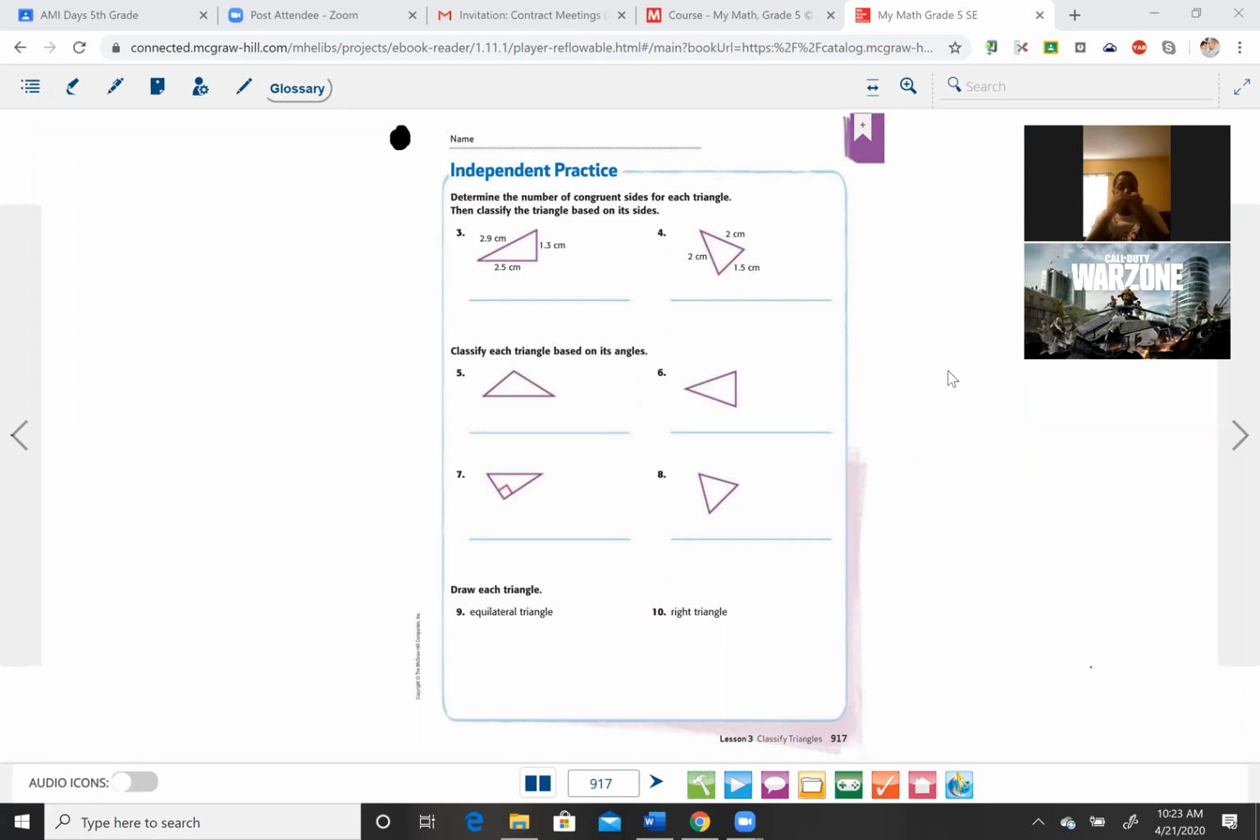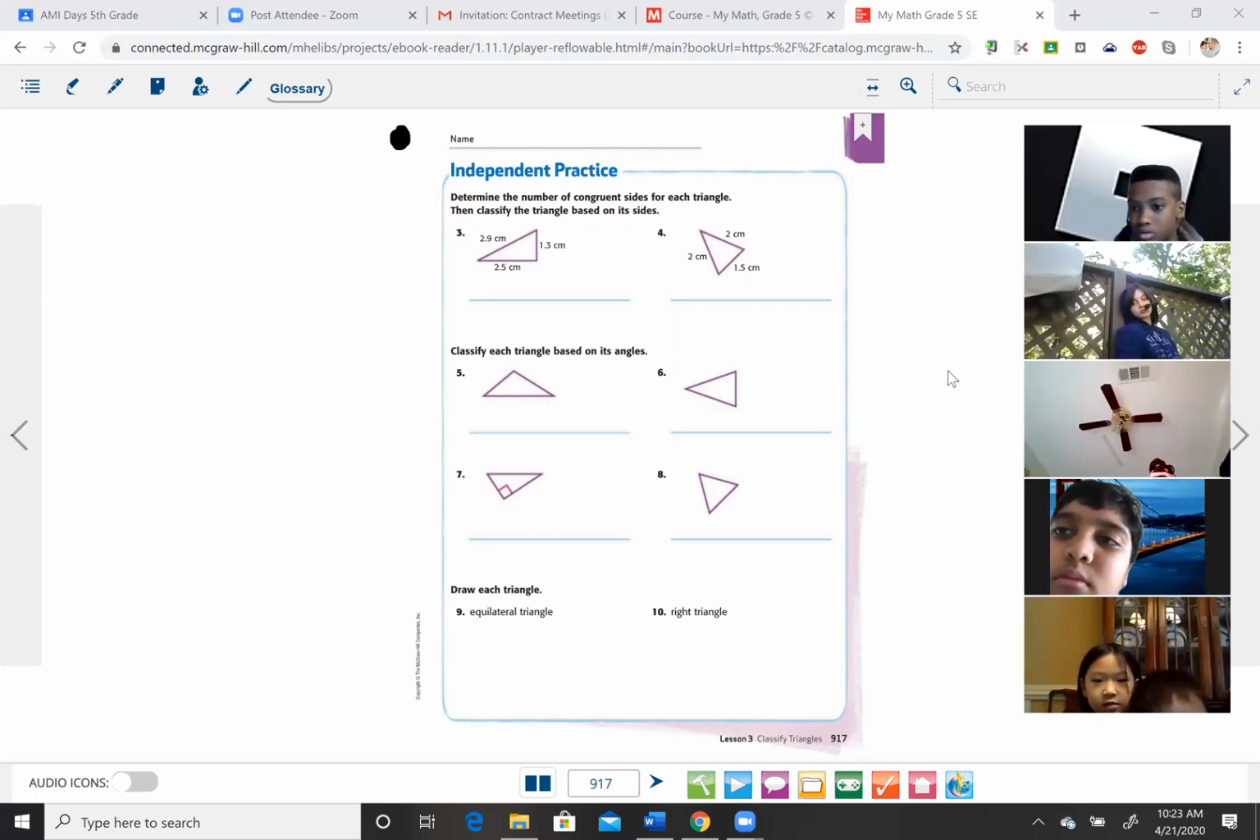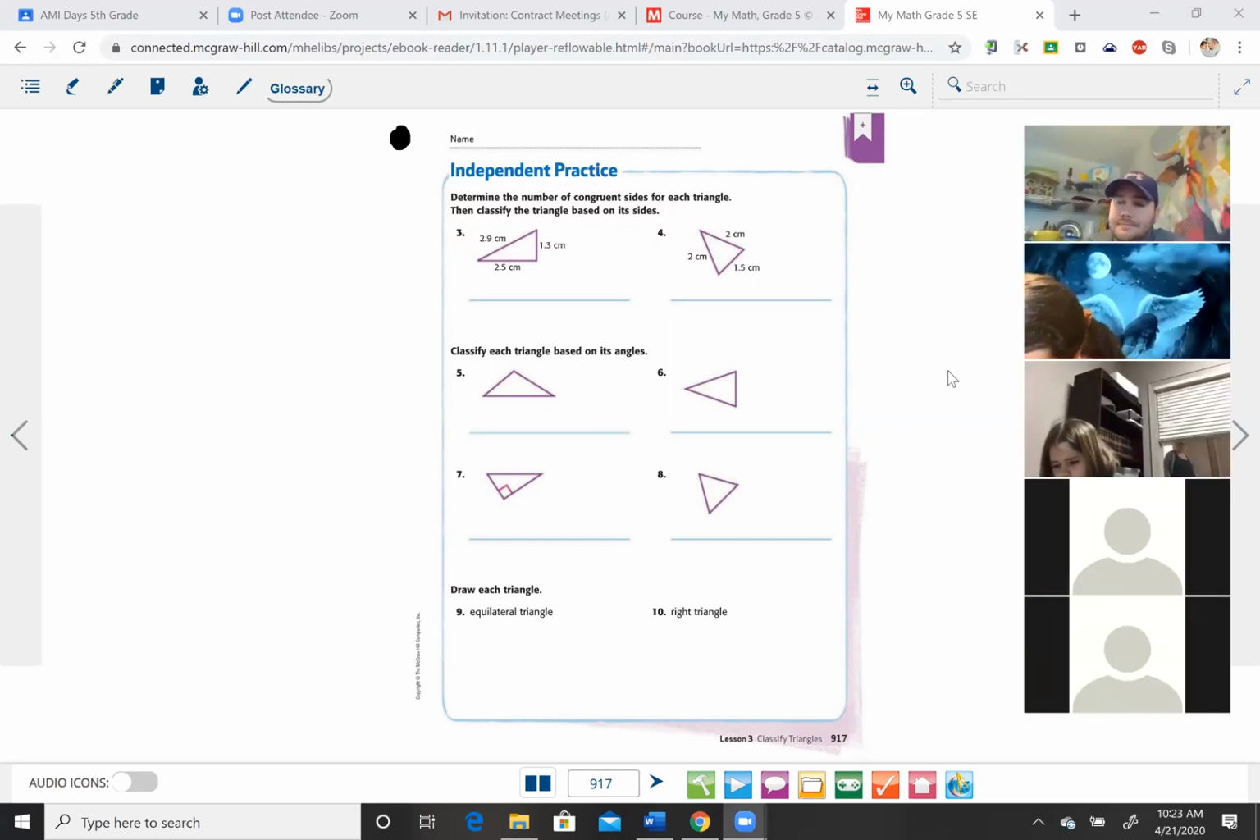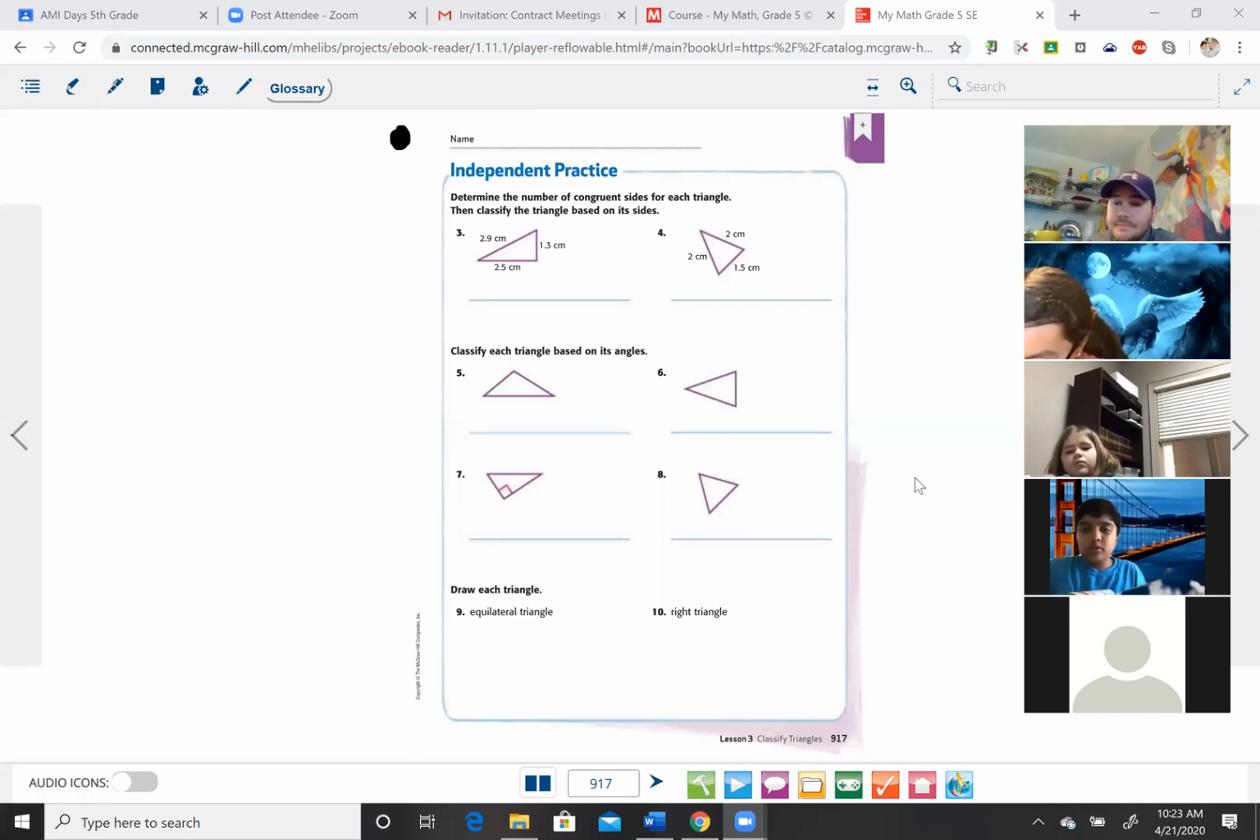Caesar, what you got, buddy? So on number 3 and 4, we have to put what? You have to put if it's scalene, equilateral, or isosceles. Yeah, that's all you got to do on it. What you got? Do we skip the ones that we have to draw? Correct. If you're doing it in the book, I would like you to do the drawings. But if you are doing it on a Google Doc, then skip it. Okay. So, anybody else, questions, concerns, anything I can help with?